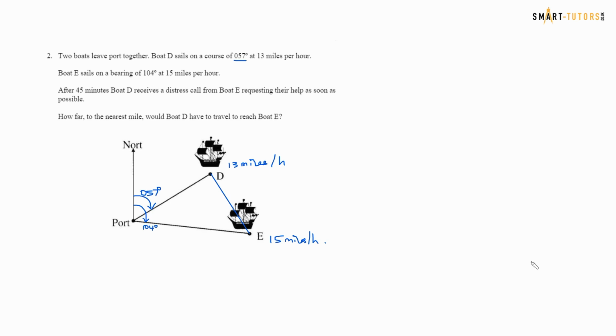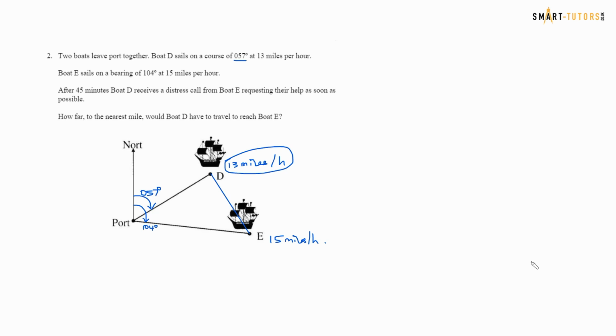So it's a little bit of a tricky question. They didn't give the distance traveled from the port to D or to E. Instead they're giving the speed. So in another tutorial we are going to work on compound measures. With compound measures we are going to study density, pressure, force, speed, distance, and all these quantities.